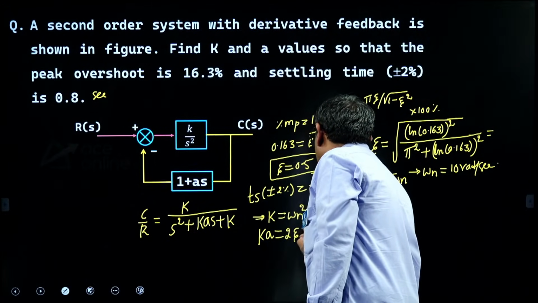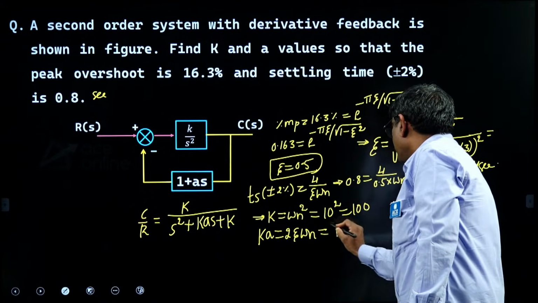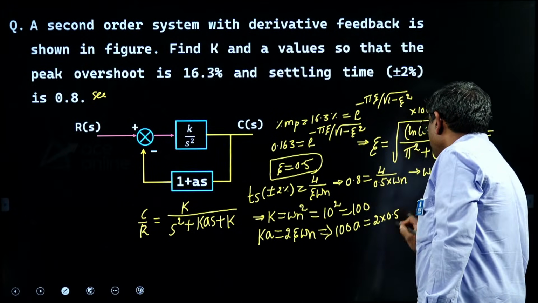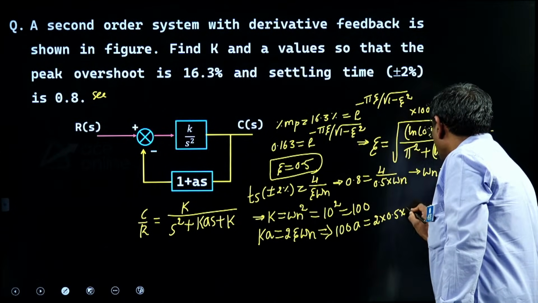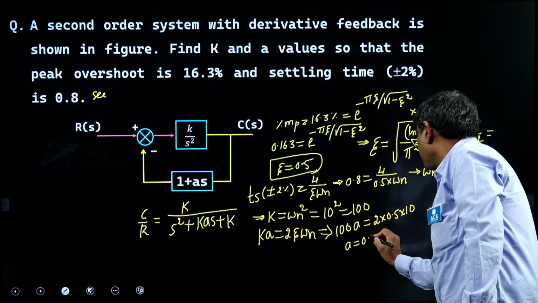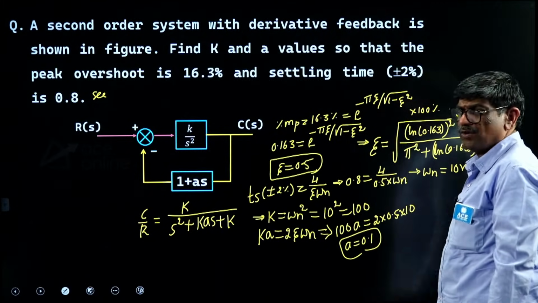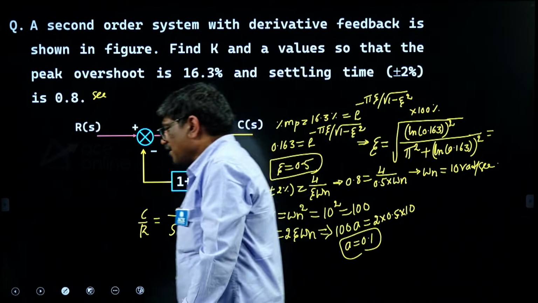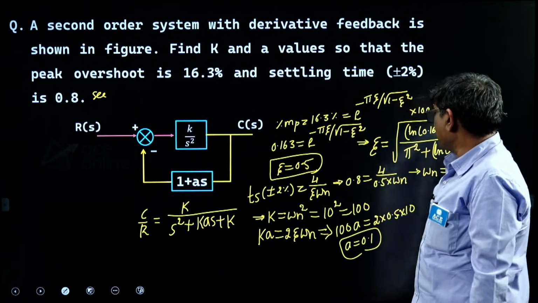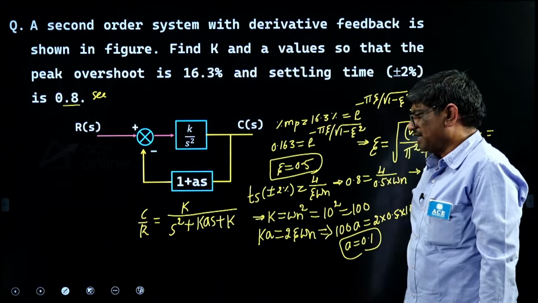Next, Ka is nothing but 2 zeta omega n. So K is 100. 100 A equal to 2 into zeta 0.5 into omega n 10. So what is the answer? A equal to 0.1. This will become 10, 10 by 100, it will become 0.1. Got it, all of you? Ts is 0.8.